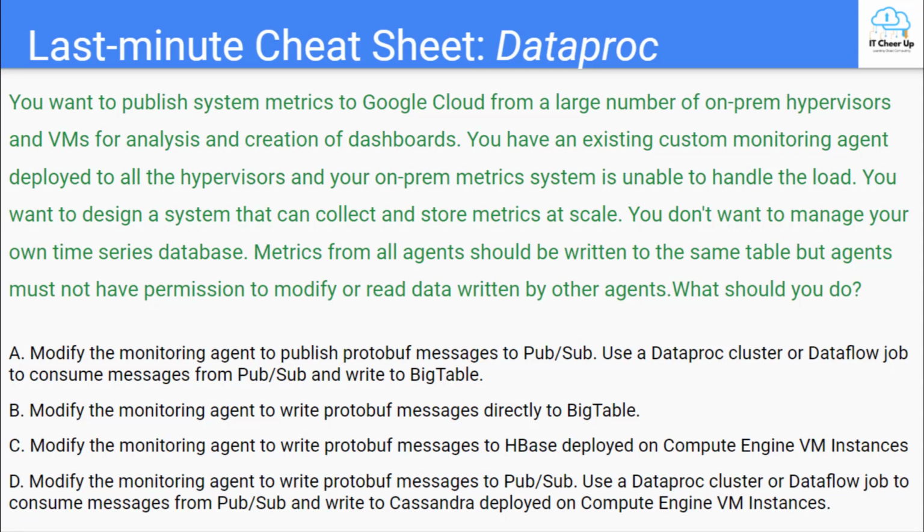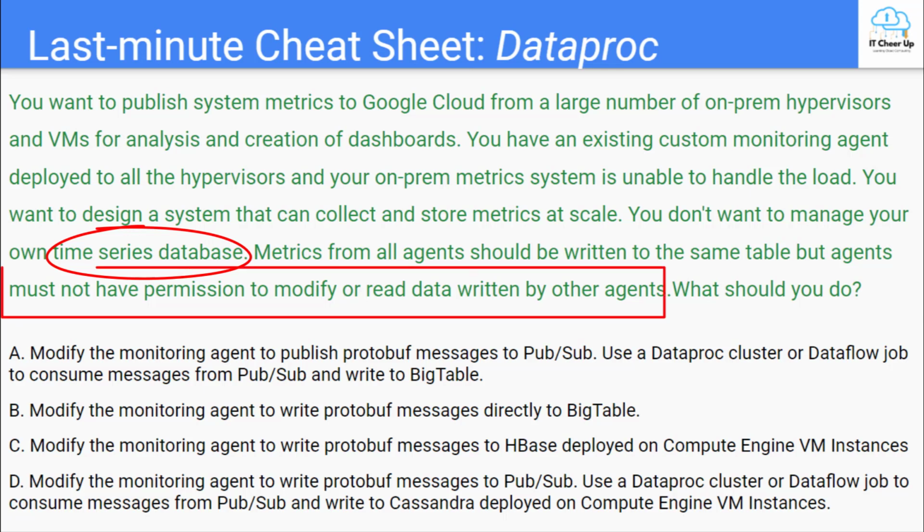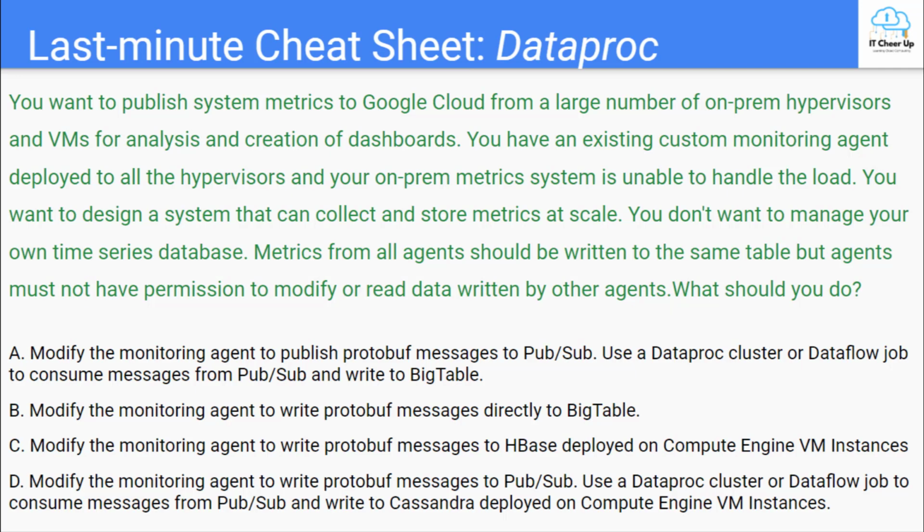How about this one? Pause the video and try to answer it yourself. Ready? I highlight the keywords of this question. Bigtable is the solution for time series databases. You can review the last-minute cheat sheet on Cloud Bigtable vs. Firestore part 1, Cloud Bigtable schema design for more details on time series databases. You can't write the message directly to Bigtable because of the requirement that the agents must not have permission to modify or read data written by other agents. So the correct answer is A.